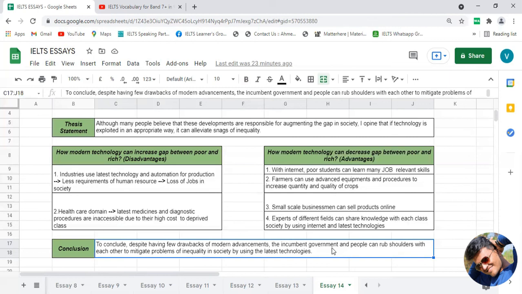More comprehensive way. Now it's time to see entire essay slide by slide.